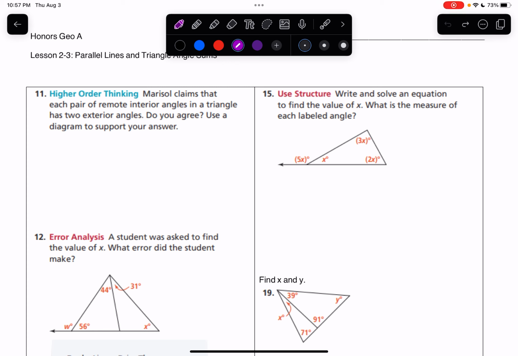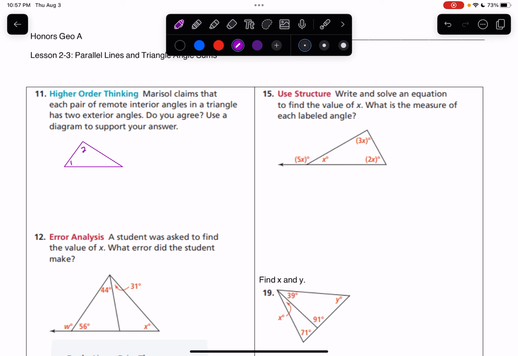Marisol claims that each pair of remote interior angles in a triangle has two exterior angles. Do you agree? Draw a diagram to support your answer. So let's draw a triangle. Could be any triangle here. And let's see, each pair of remote interior angles has two exterior angles. So maybe these could be the interior angles that we're talking about.